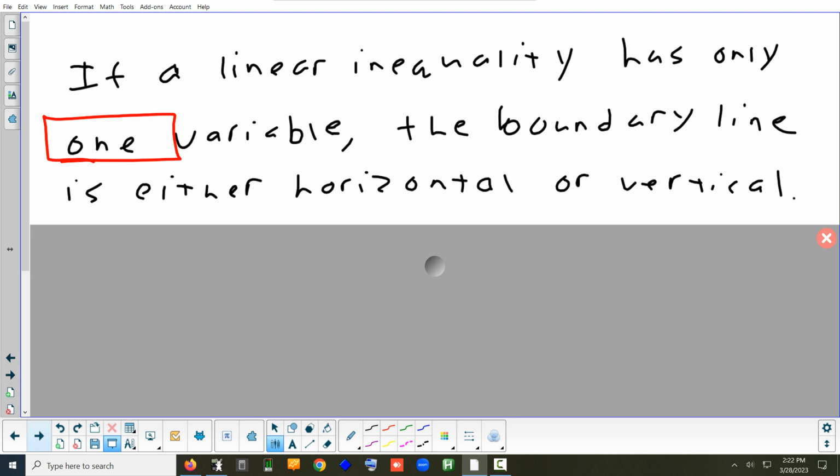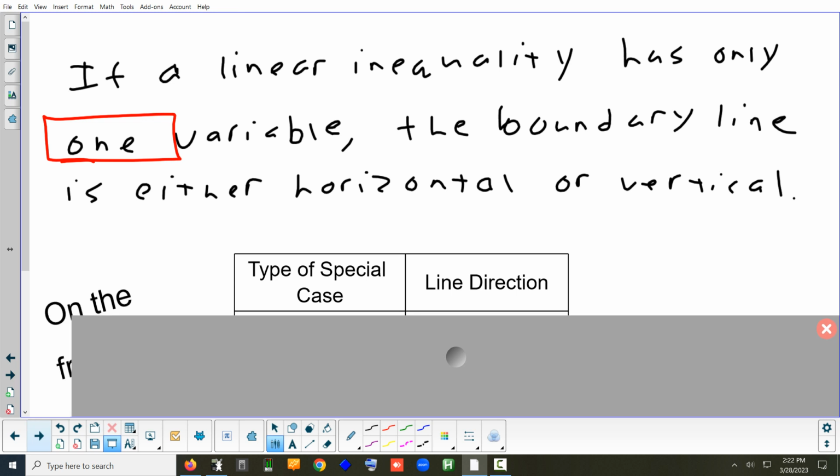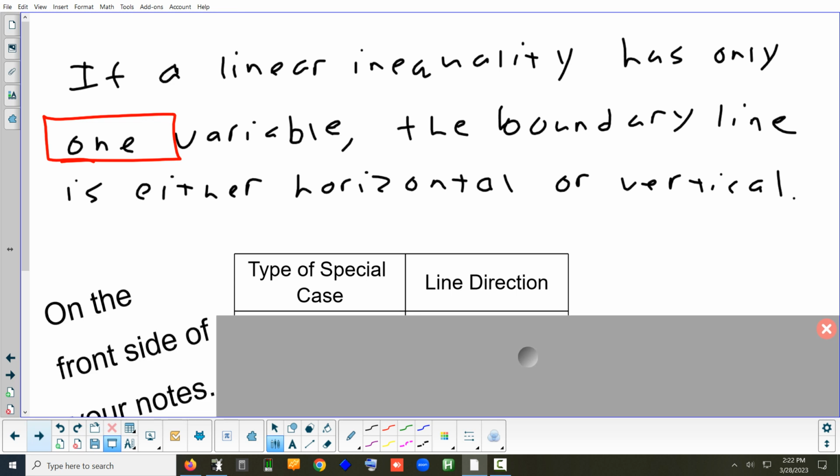That's the key. So we're going to write this under special cases. This is going to be on the front side of the notes. You don't have to write this first sentence down. But the idea is it's going to be a special case if you only have one variable. So you're not going to have both an x and a y, just a y, or just an x.